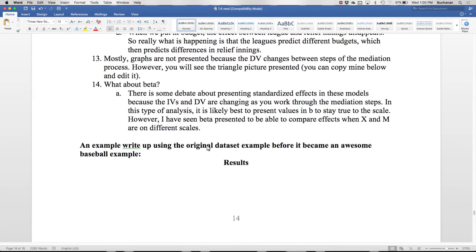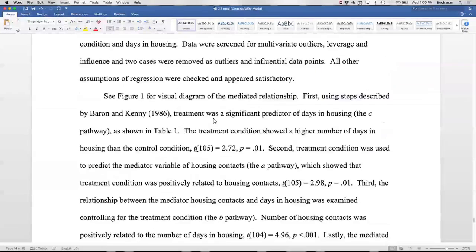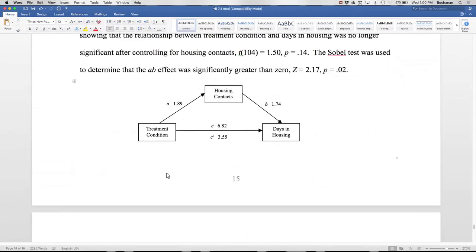You'll be excited to know there are no graphs. There aren't graphs. Instead, what you'll do is present this triangle picture that I've been drawing on the board. Okay. I have an example. It is editable, so you can copy it, click on it, and edit it. Okay. This is the original example for this data.